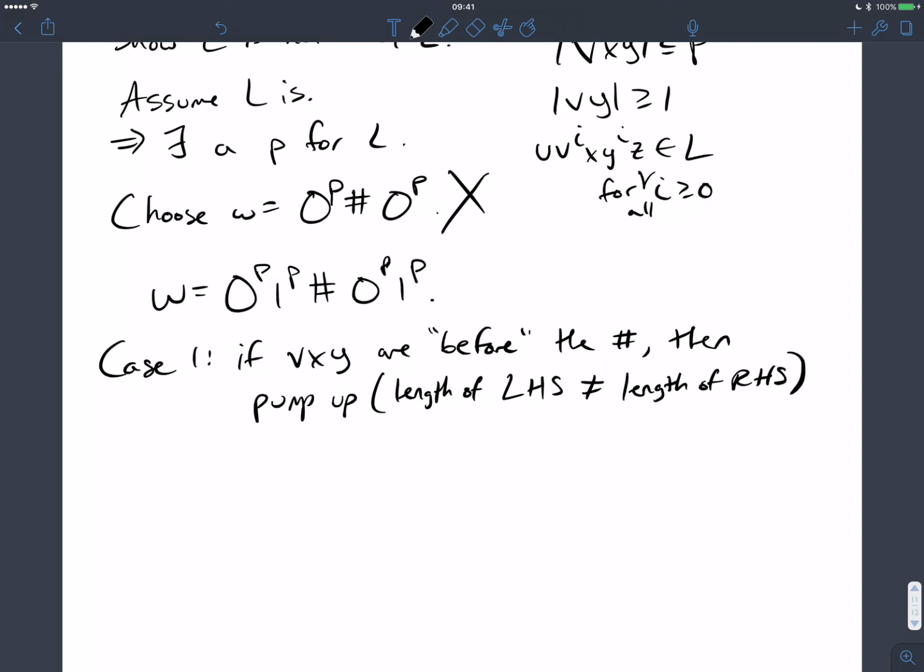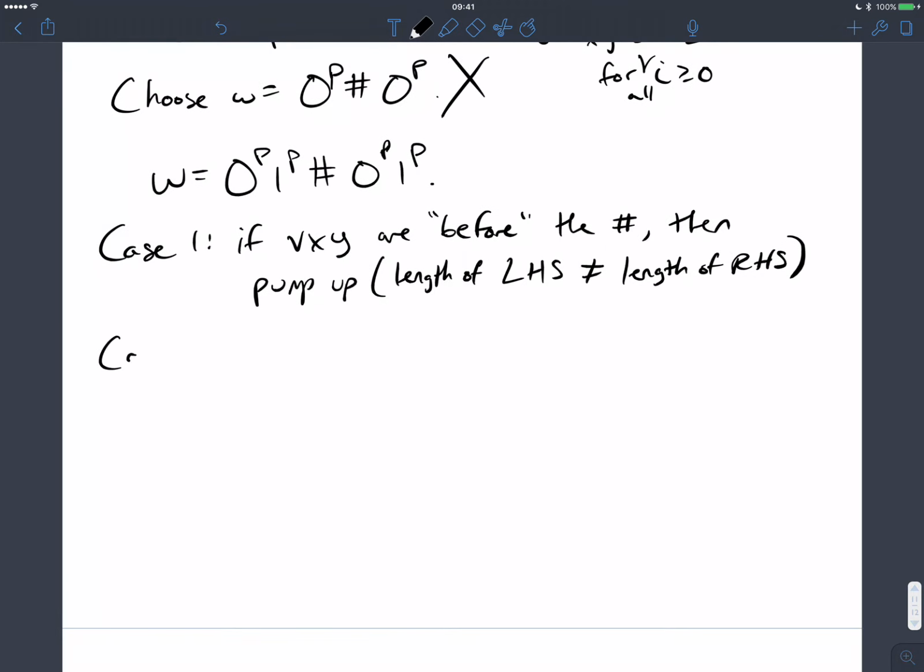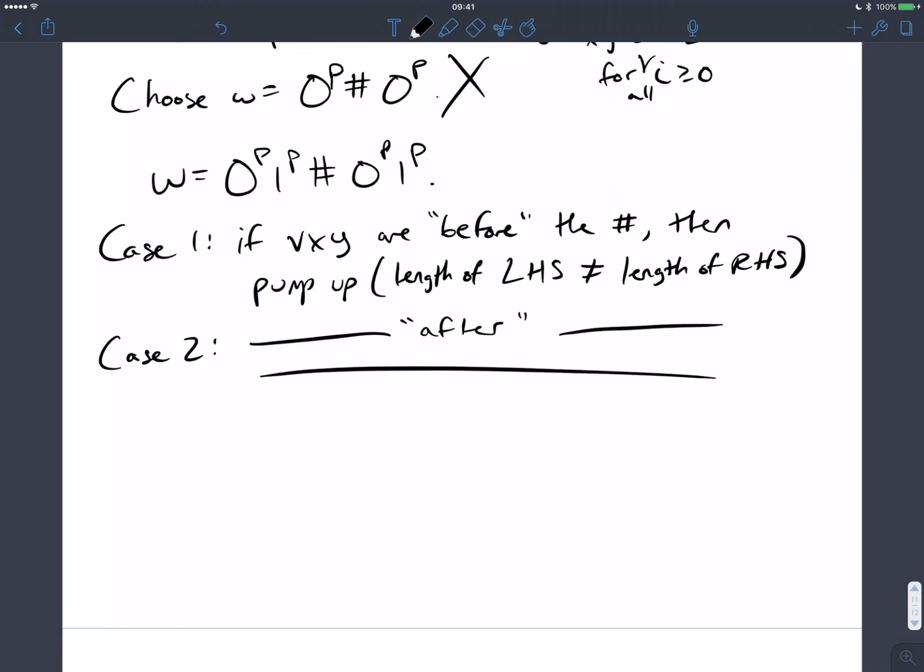Okay? What's another possible set of decompositions? Yeah, could it be all on the right side? Oh, how would I show that I can pump out? It's exactly the same strategy. Pump up, the length of the right-hand side is not equal to the thing on the left-hand side. So it can't be of the form w pound sign w. So it's almost exactly the same, but I just substitute after instead.